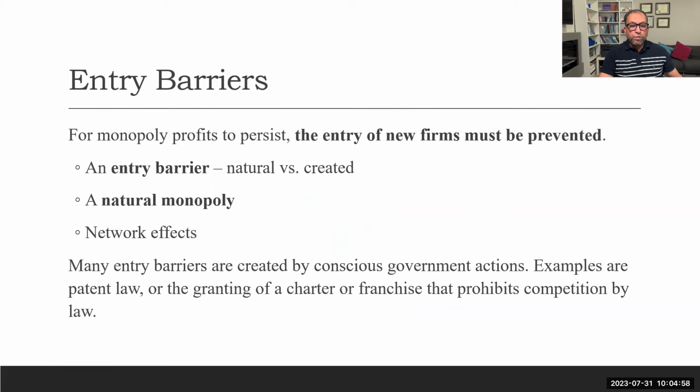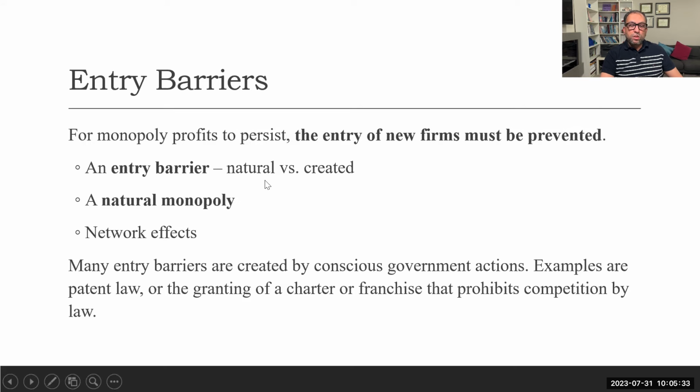For a monopoly profit to persist, the entry of new firms must be prevented. As we said before, there is an economic profit in a monopoly, and the reason for that economic profit is that entry is not allowed. In a competitive market, whenever there is an economic profit, new firms enter. But in a monopoly, entry is banned, or there is a barrier that new firms cannot overcome. For that reason, this economic profit persists in the long run as well.